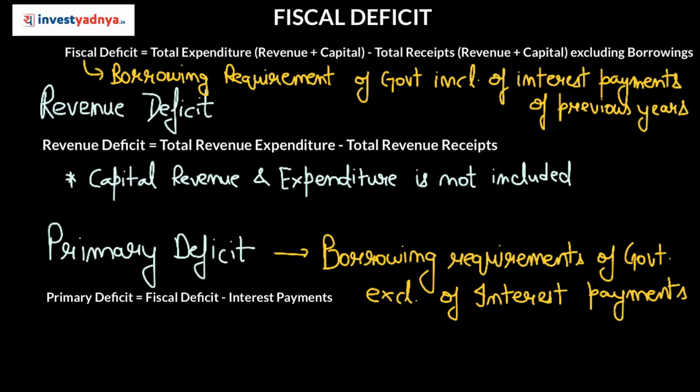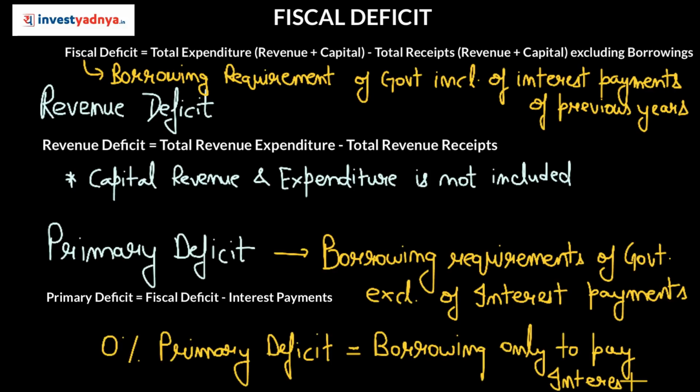So we have seen that the borrowing requirement of the government includes not only the accumulated debt but also interest payment on debt. So if we deduct interest payment on debt from borrowing, the balance is called primary deficit. It shows how much government borrowing is going to meet expenses other than interest payments. Thus, zero primary deficit means that the government has resorted to borrowing only to make interest payments on the previous debt which the government had borrowed.